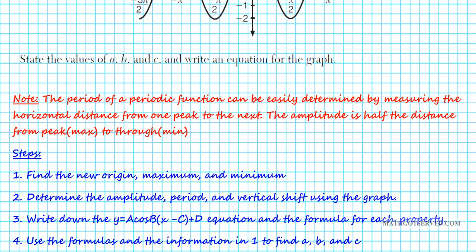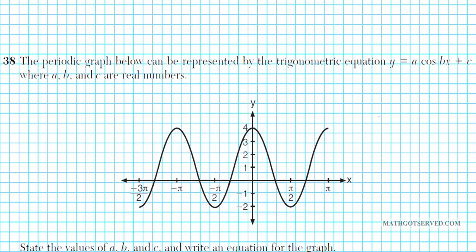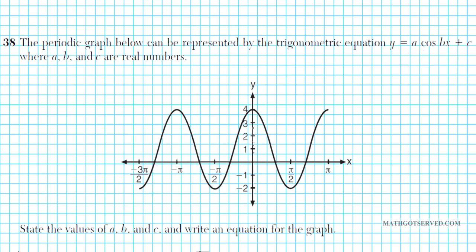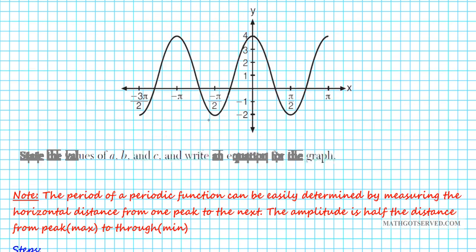And then we're going to write down the equation y equals a cosine b times the quantity x minus c plus d, and use that to find a, b, and c. And then when we're done finding a, b, and c, of course, we're going to substitute it into this equation right here to determine what our function is. All right, so let's go ahead and get started.